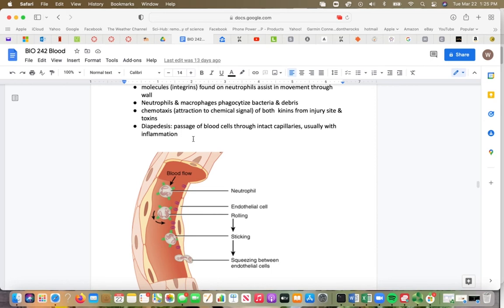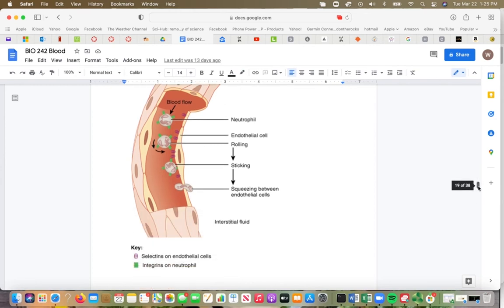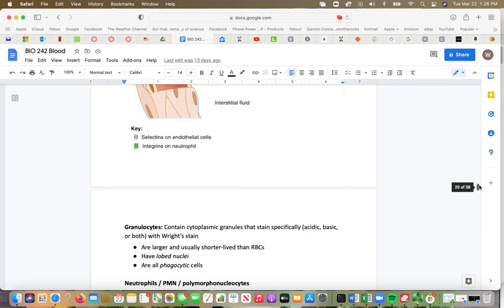So diapedesis is the passage of the blood cells through the intact capillaries. So it is a normal process to go through an intact capillary wall, but it will usually occur when there is inflammation in there. So then they're able to squeeze through there. So this is showing one squeezing through the cell walls.